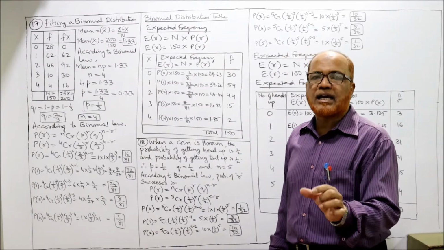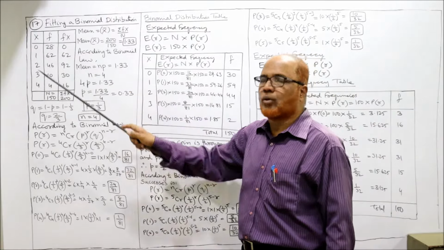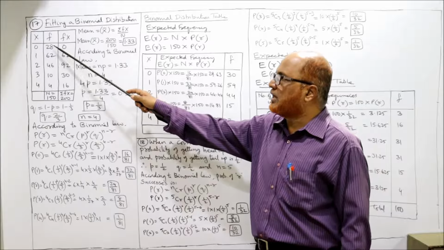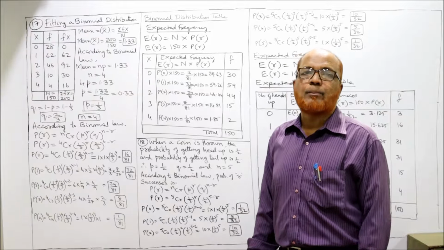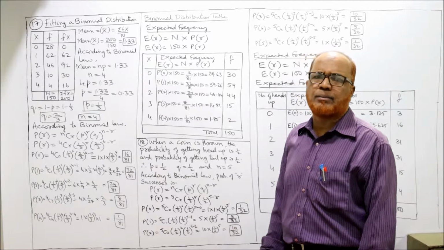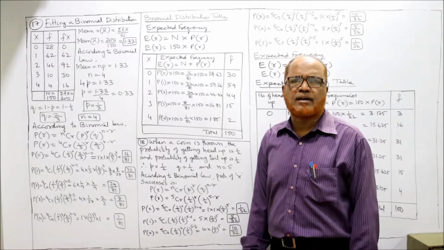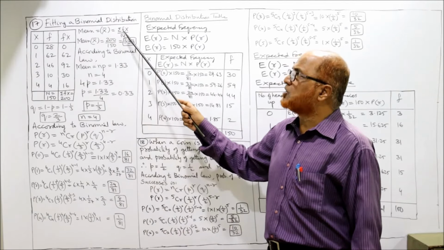So first of all, what data is given in the problem? X values are given 0, 1, 2, 3, 4. Frequencies are given 28, 62, 46, 10, 4. We calculate the mean, arithmetic mean. Everybody knows how to calculate arithmetic mean? Simple. Summation of fx by n. It's a discrete series. So mean का formula है summation of fx by n.